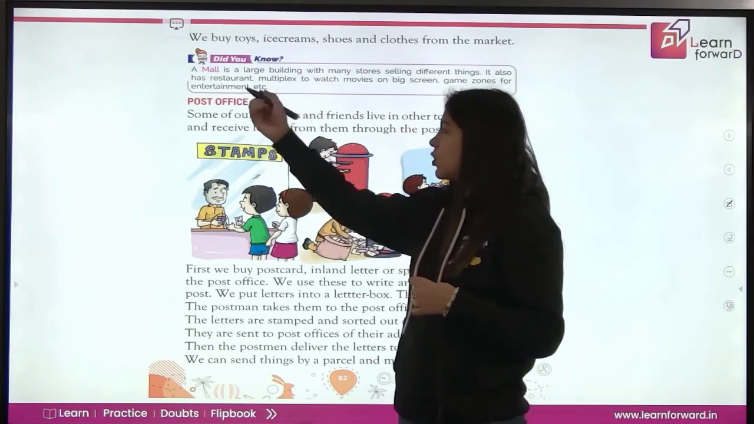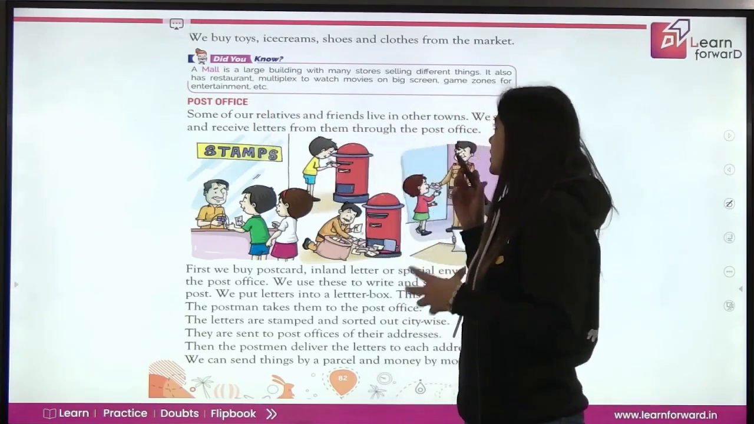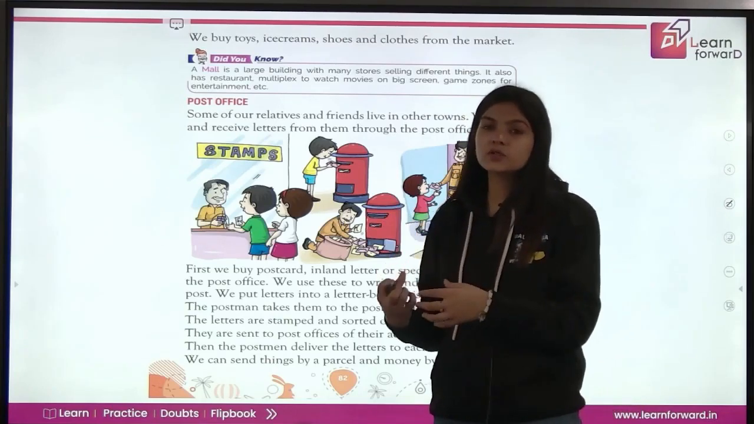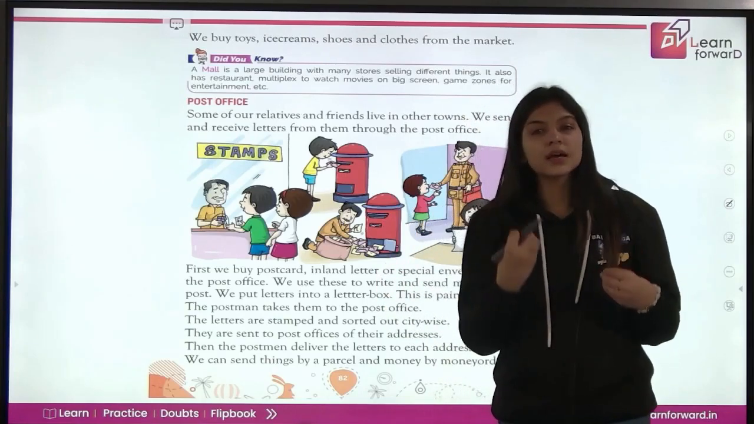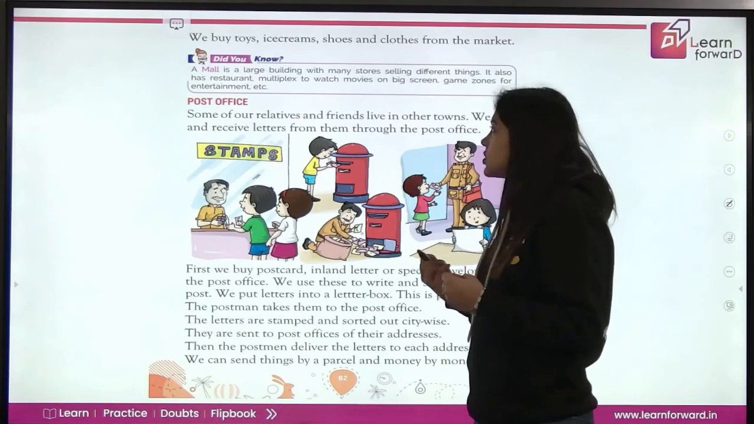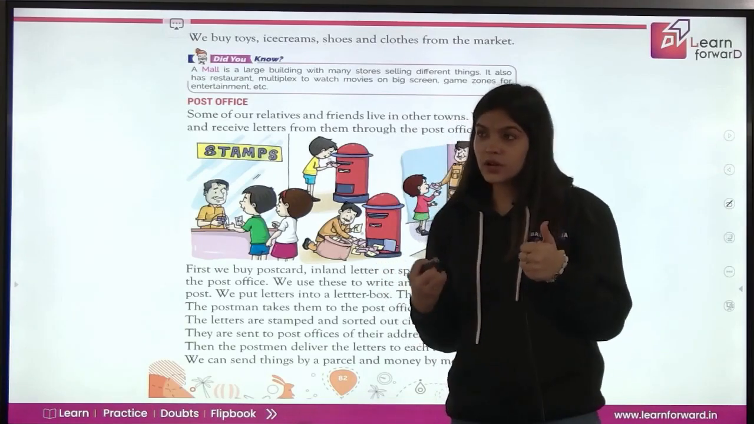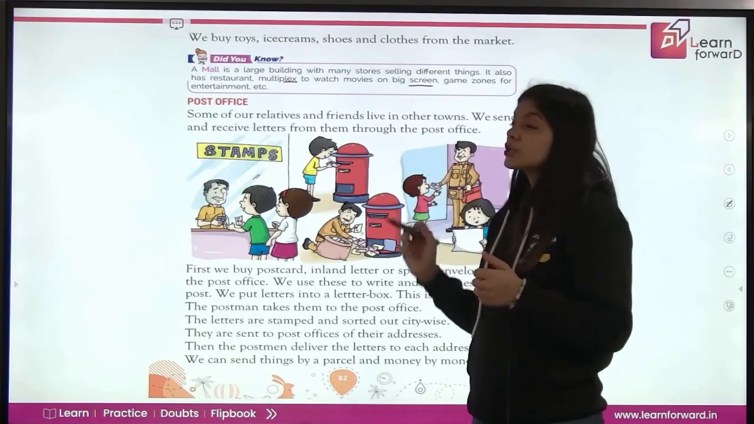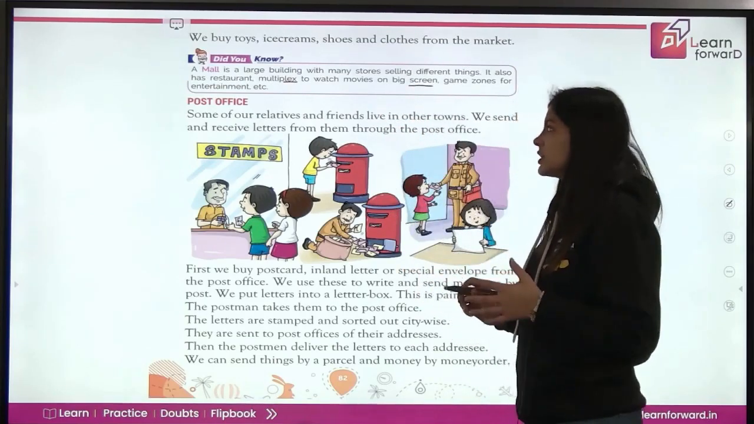Now what is a mall? A mall is a large building with many stores selling different things. एक mall बड़ी सी building होती है जिसके अंदर अलग अलग दुकानें होती हैं जो अलग अलग articles बेच रही होती हैं. It also has restaurant. A mall has a restaurant, multiplex cinema where you can watch movies on a big screen. It also has game zones and entertainment.